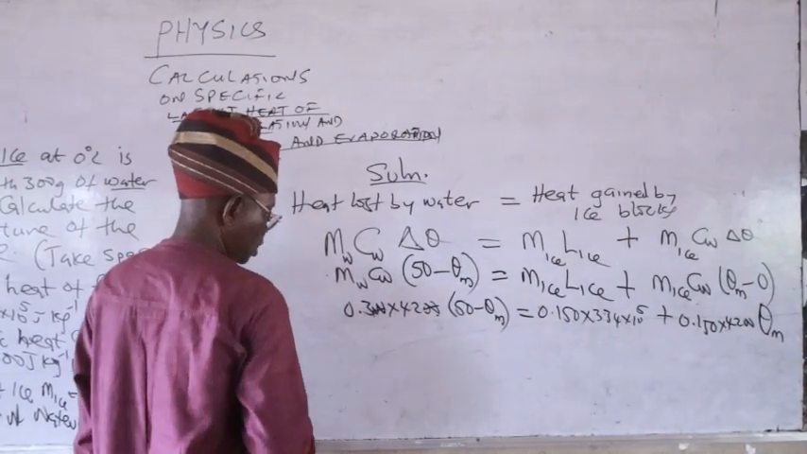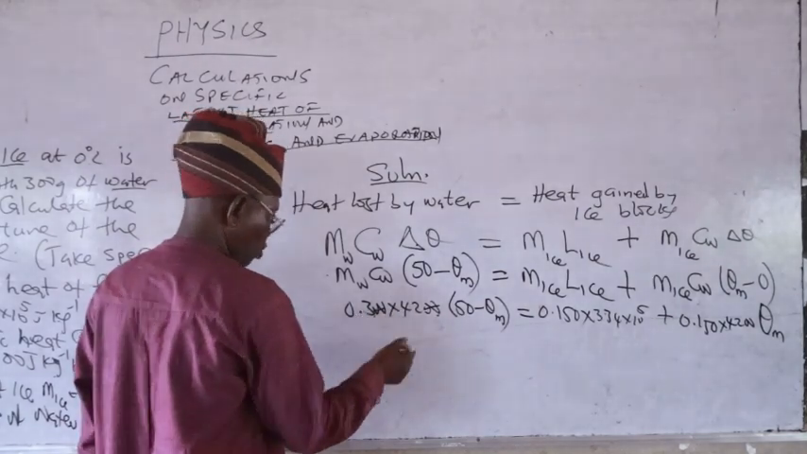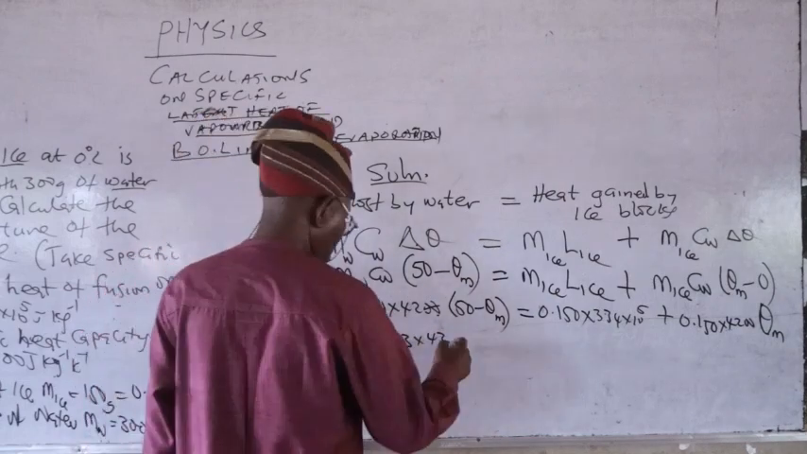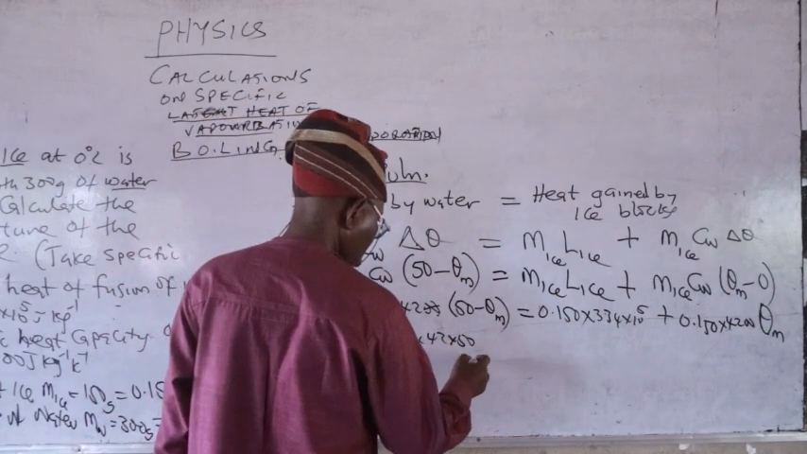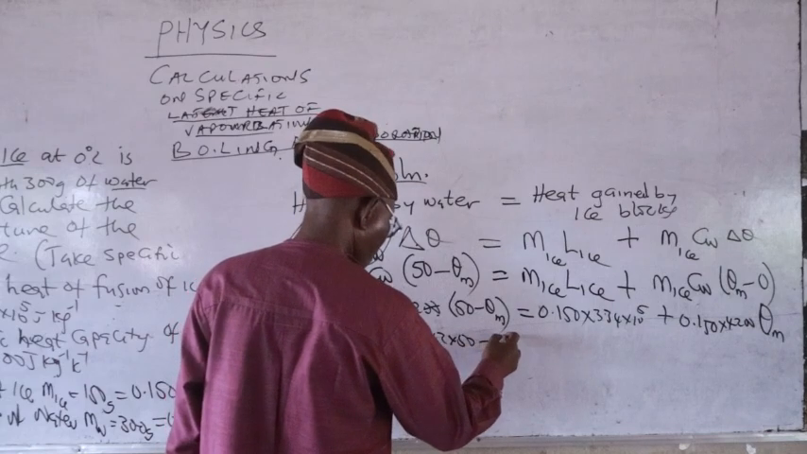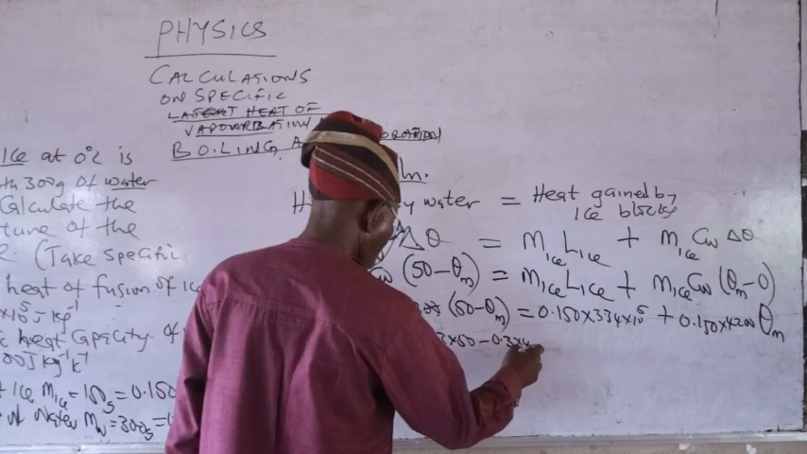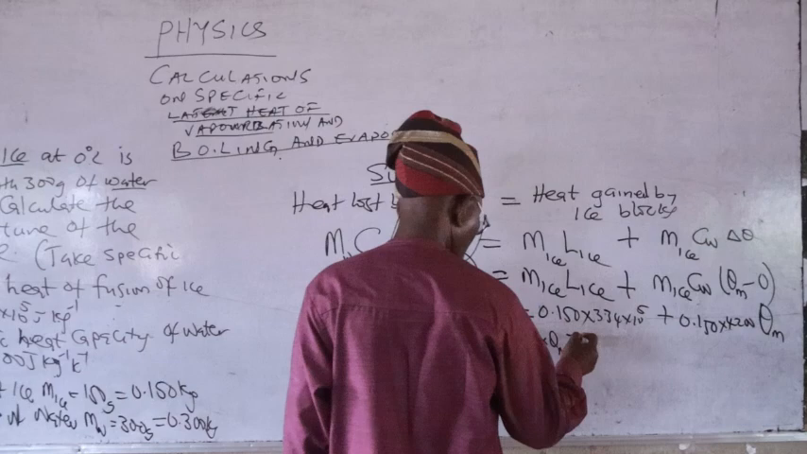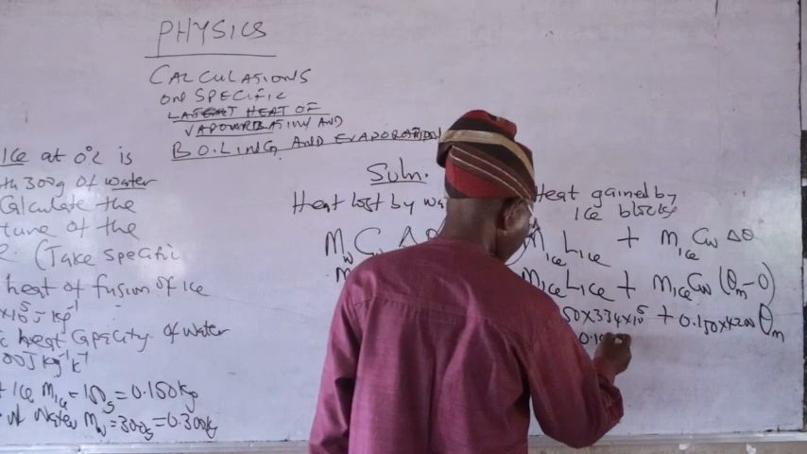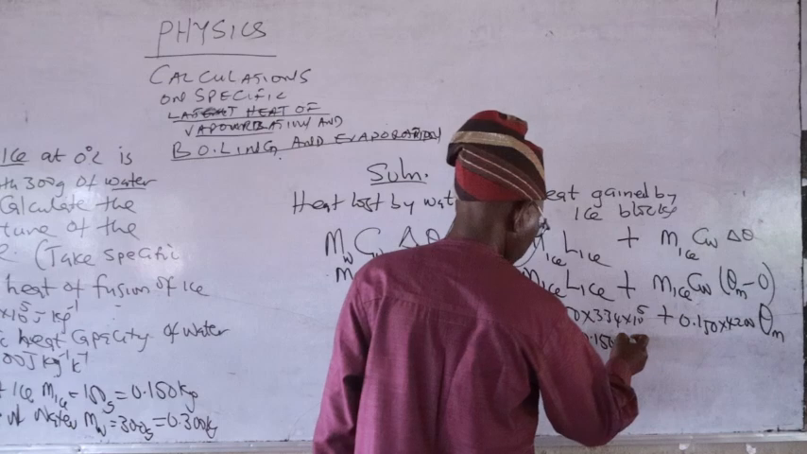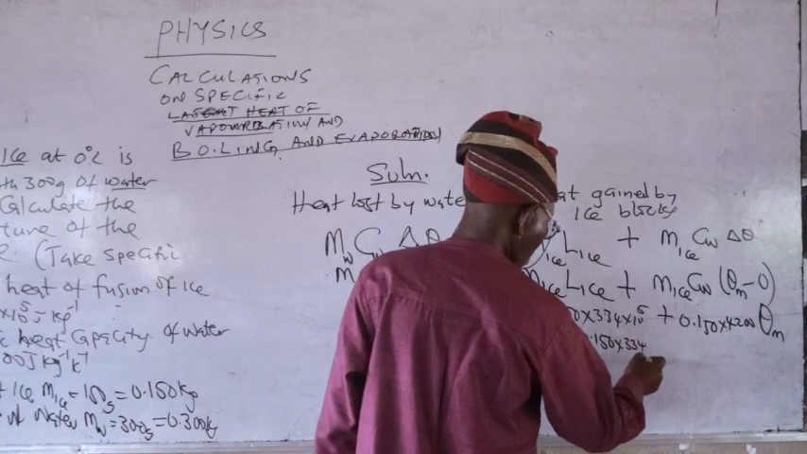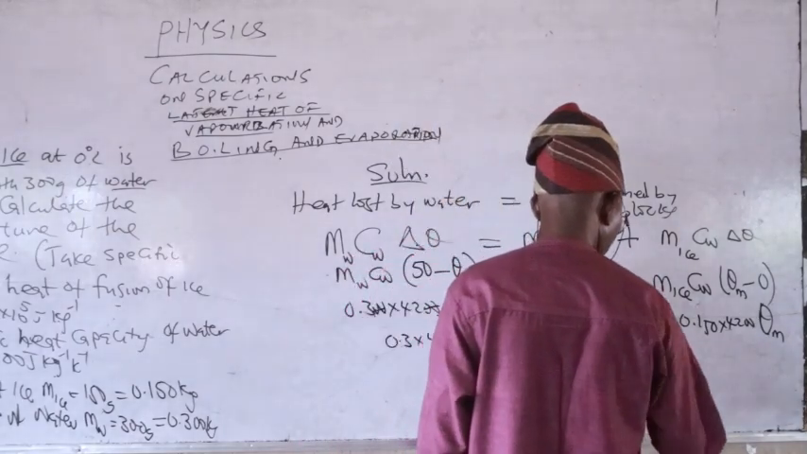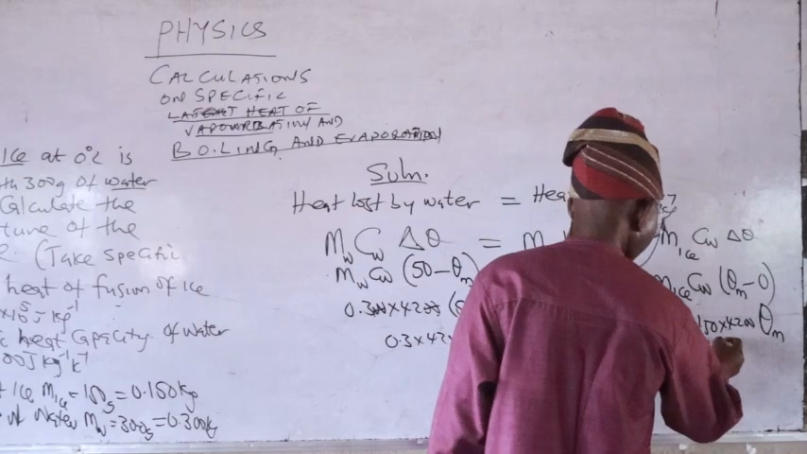If you do that, multiply this by 3. With your calculator, you can turn it to be 3 times 40 times 50, then minus 0.3 times 4 times theta. Then equals 0.150 times 3, 3, 4, 1, 2, 3. Yes, that's it. Then plus 0.15.